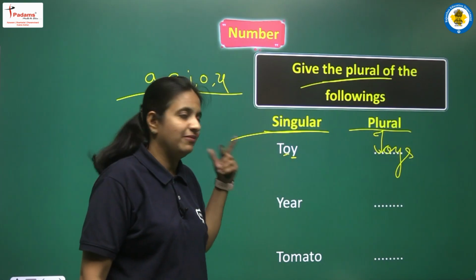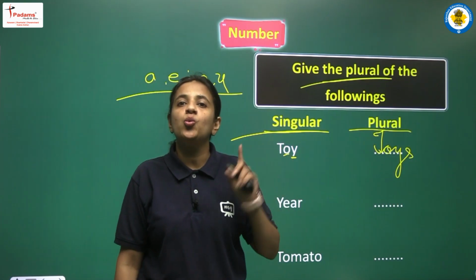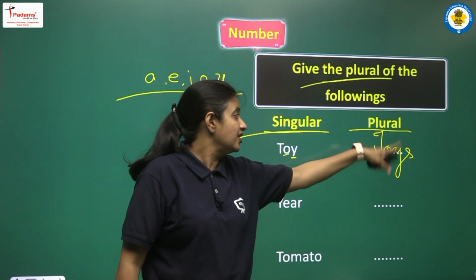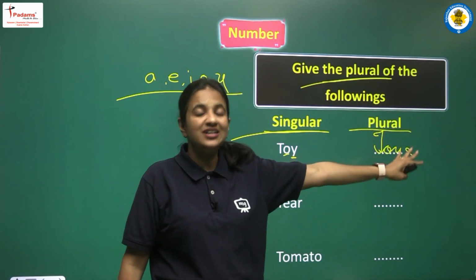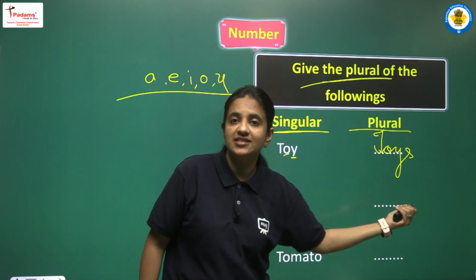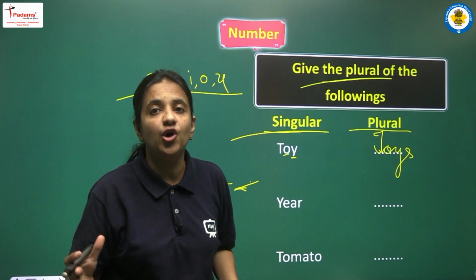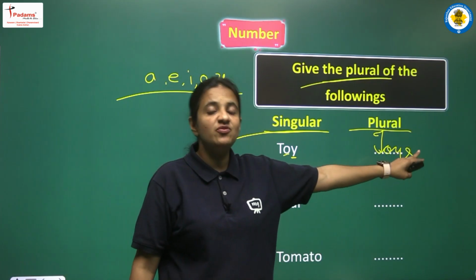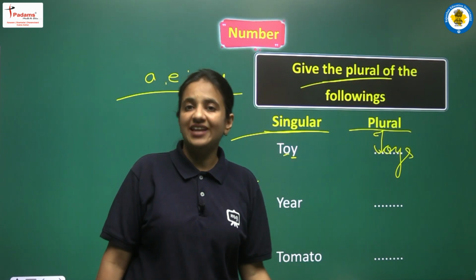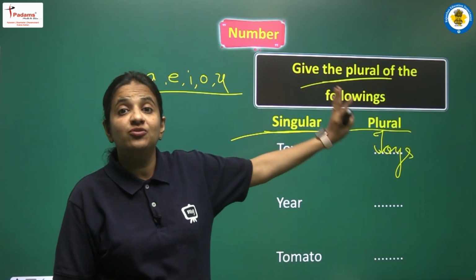Here we have toy, which means we are talking about one single toy. But when we convert this noun into plural, we have toys, which means more than one toy. And how can we do the changes? We have to learn all the rules and then only we will be able to do the conversion.